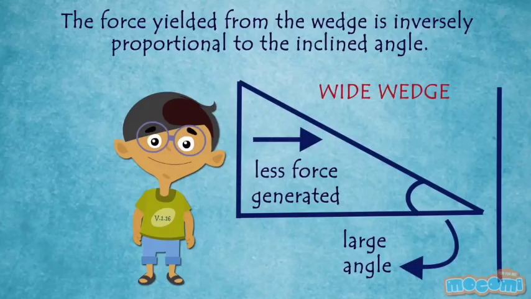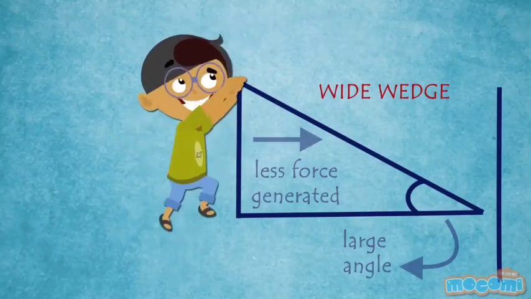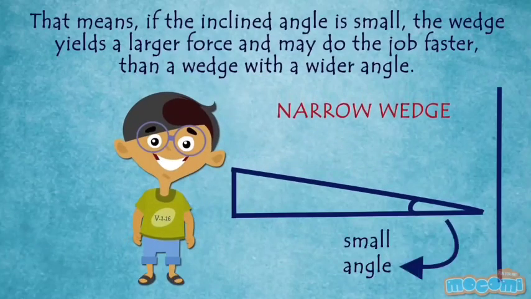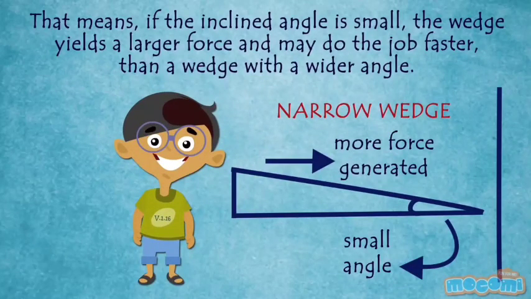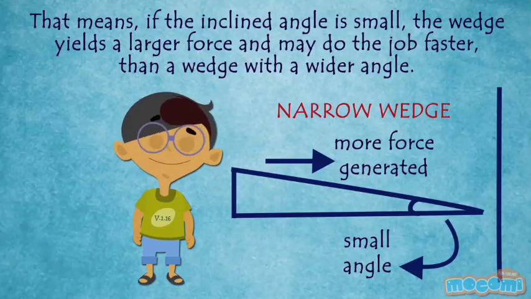The force yielded from the wedge is inversely proportional to the inclined plane. That means if the inclined angle is small, the wedge yields a larger force and may do the job faster than a wedge with a wider angle.